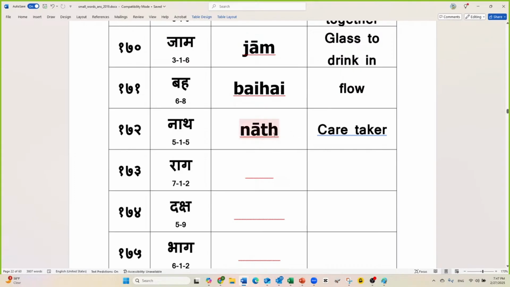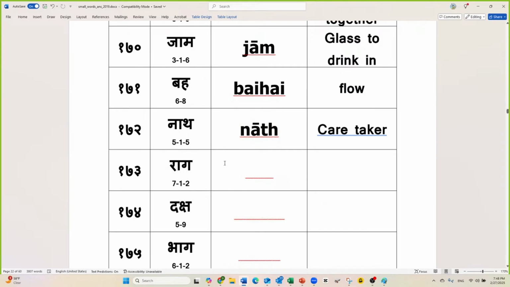So somebody who is an orphan, who doesn't have parents. If a child does not have parents, there's nobody to take care of them, they will be called anath, because they don't have parents. Understood? So the opposite of nath is anath. Anisha, give me the next word.